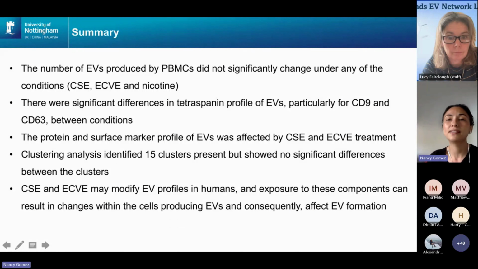And we saw that the clustering analysis identified 15 clusters present, but showed no significant differences between the clusters. What we think is that the CSE, cigarette smoke extract, and the e-cigarette vape extract may possibly modify the EV profile in humans, and possibly the exposure to these components can result in changes within the cells that are producing the EVs and consequently affect EV formation.